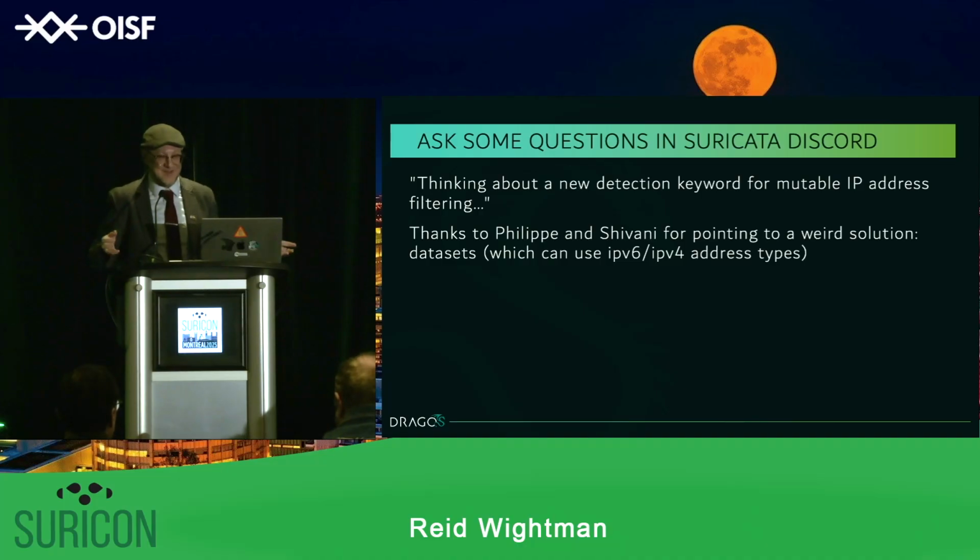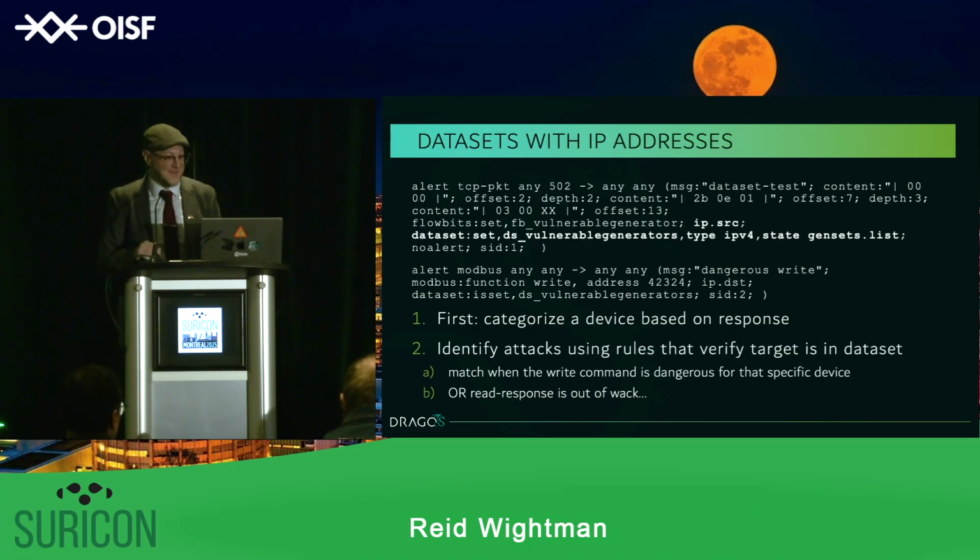And so Felipe and Shivani both chimed in and they were like, you can do this with datasets. Like, check out the documentation over here. And I never would have found out how to do this if it weren't for them. So thank you for that. So this is an example of using datasets with IP addresses.